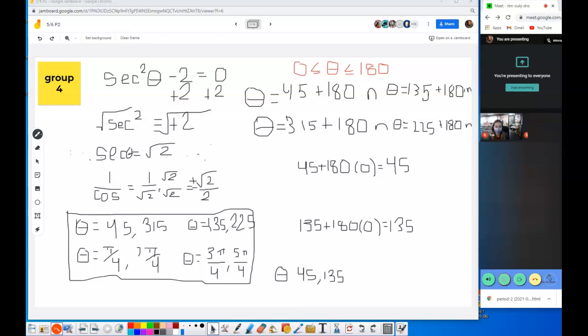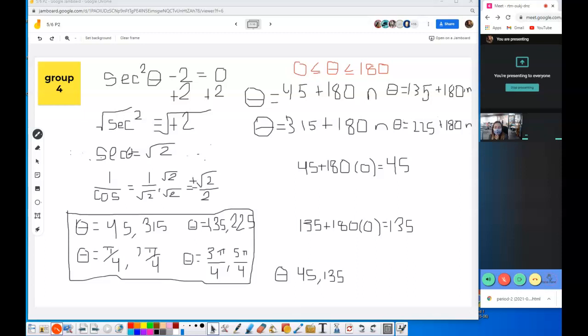What do we do here, group 4? So what we did is we try to make the secant by itself. So we plus 2, then we have secant squared equals 2. And then we square root the 2 to take out the square. And then we got secant equals square root of 2. And then we change it to cosine. And since it's square root, it's both positive and negative. So we change it to 1 over cosine equals radical 2. And since the radical is not supposed to be there, we multiplied by radical 2, and we got radical 2 divided by 2. And over here, we did 45 plus 180n, and we got equals to 45 because we can't go over or under 0.